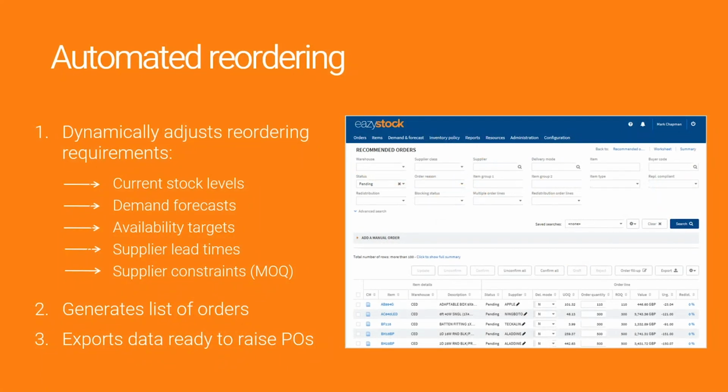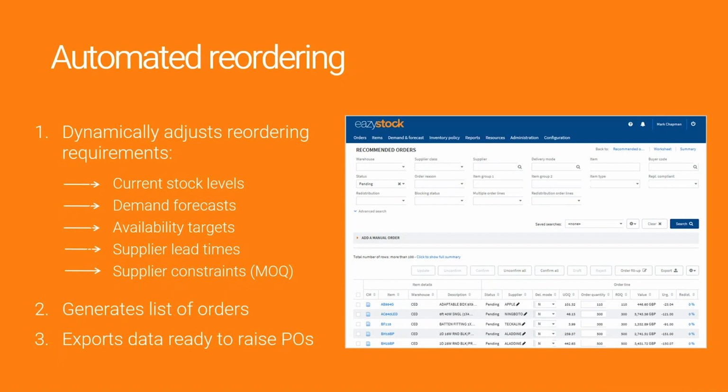EazyStock will do all your reordering calculations for you. And it basically generates optimum levels of each stock item by taking into account a much wider range of factors that would be impossible for you to consider manually. These include your current stock levels, the demand forecasts and the product life cycle stages and demand patterns that we've talked about, availability targets and stock classification.